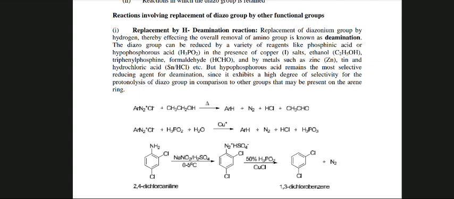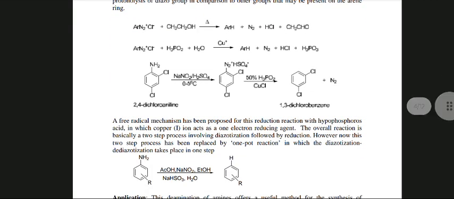ArN2+Cl- plus CH3CH2OH when heated gives ArH plus N2 plus HCl plus CH3CHO. A free radical mechanism has been proposed for this reduction reaction with hypophosphorous acid, in which the copper ion acts as a one-electron reducing agent. The overall reaction is basically a two-step process involving diazotization followed by reduction. However, now this two-step process has been replaced by a one-pot reaction in which the de-diazotization takes place in one step.